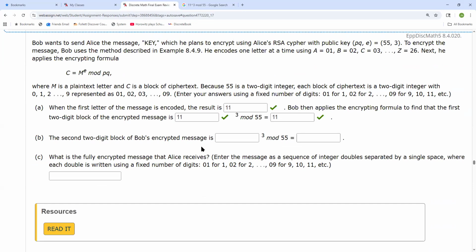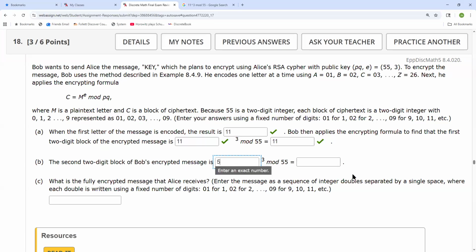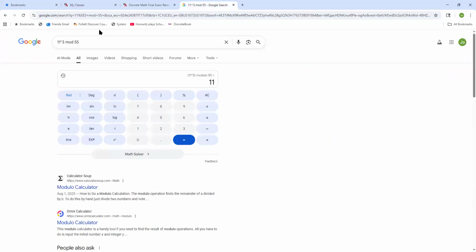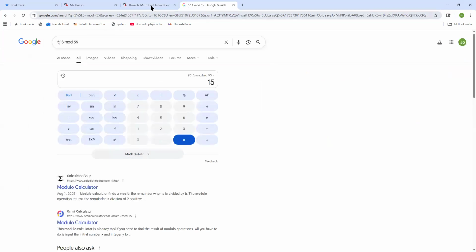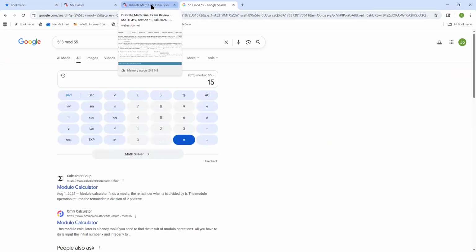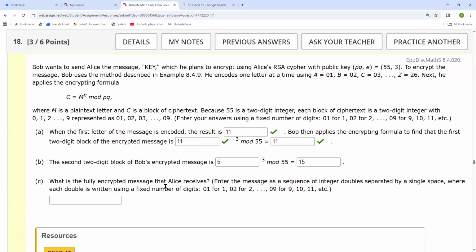Okay, so the second two-digit block of Bob's encrypted message is the letter E. Which letter of the alphabet is the letter E? The fourth or the fifth? Correct. So the second two-digit block of Bob's encrypted message would be 5 to the power of 3 mod 55, which is 15. So thankfully that was not a fixed point of that. So it equals 15.